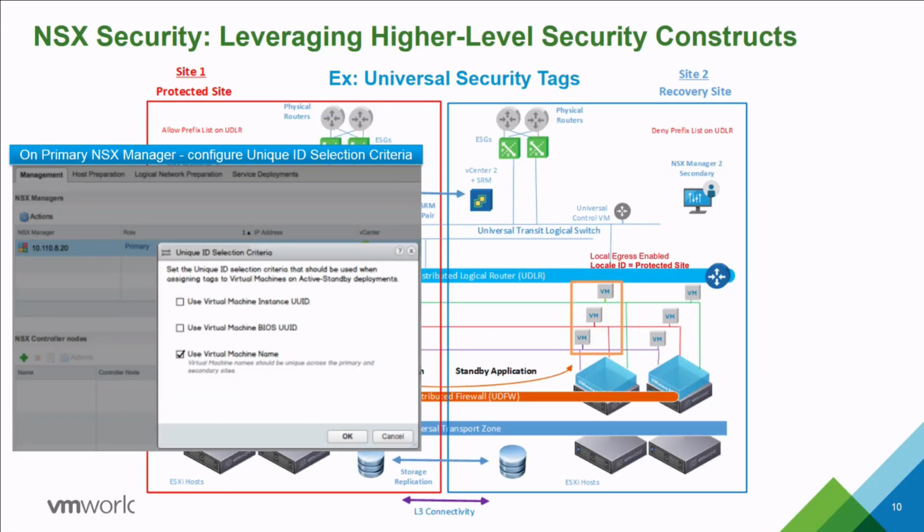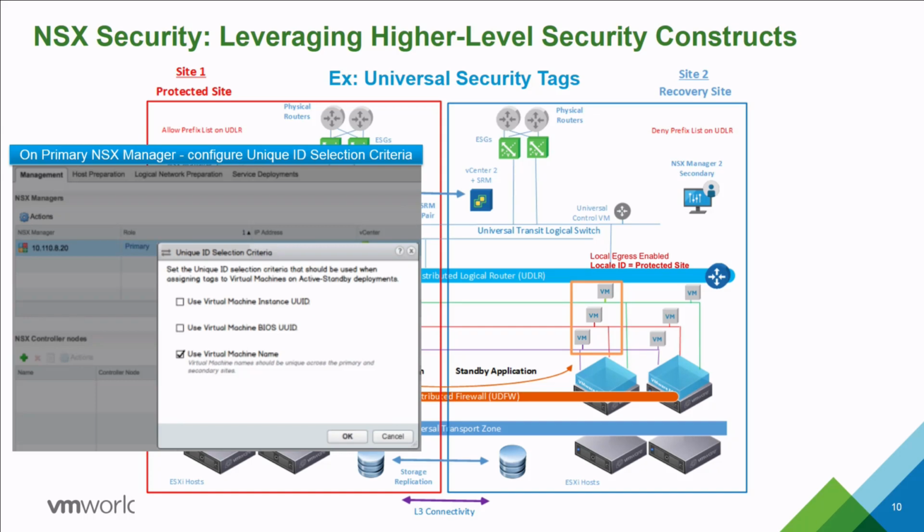Well, when I create a universal security tag, it automatically gets synced to my secondary NSX manager. Syncing the security tag is one thing, right? But what about when the workloads actually fail over or are moved to that secondary site? How does that local NSX manager know what tags should go to what VMs, right? And that's what the selection criteria is used for.